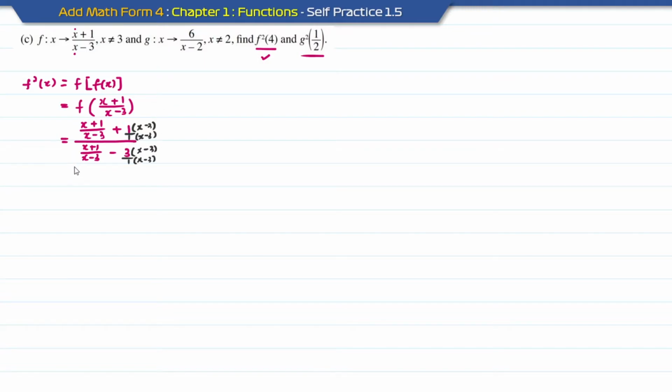Now, what happens is that x plus 1. Now I can combine this into 1. So when I expand this, multiply it, I'm going to have plus x, 1x is x, minus 3 over x minus 3. So now the denominator is already the same, I can combine them.